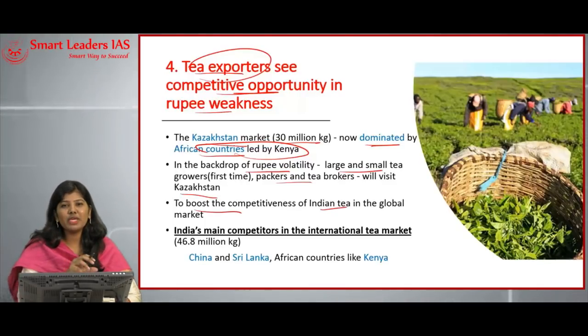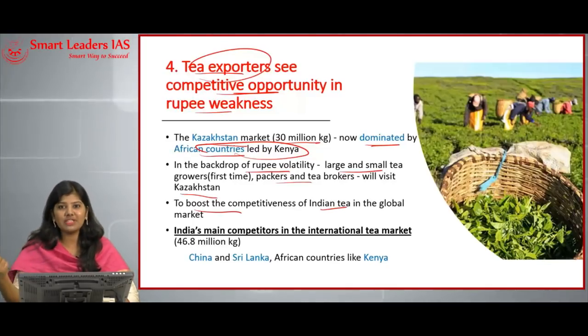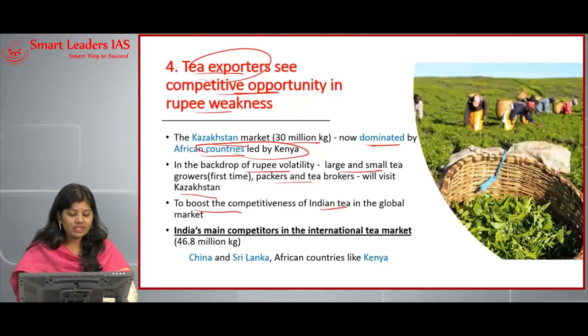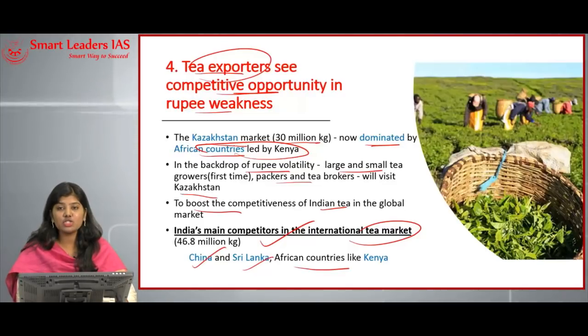So they want to make use of this rupee depreciation opportunity in order to increase the export of the tea leaves to Kazakhstan. India's main competitors in the international tea market are mainly China and Sri Lanka, and after China and Sri Lanka, African countries like Kenya are also major exporters of tea to other countries. So now we are also trying to enter into that circle.